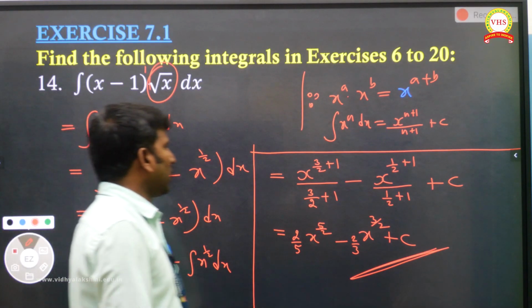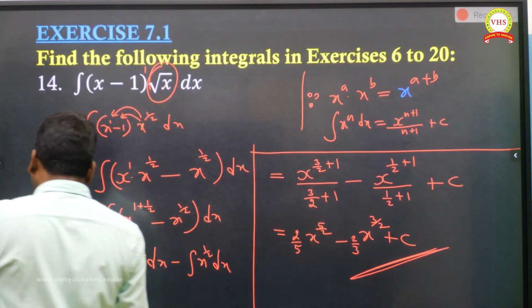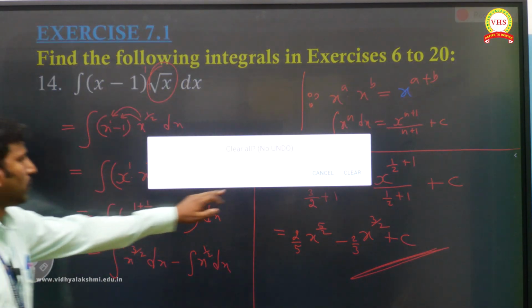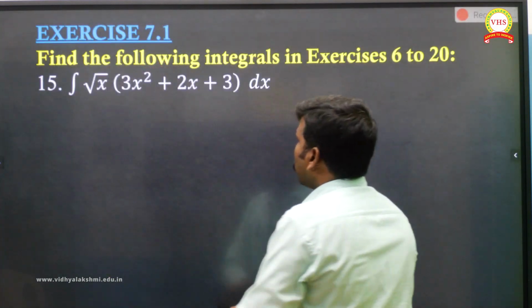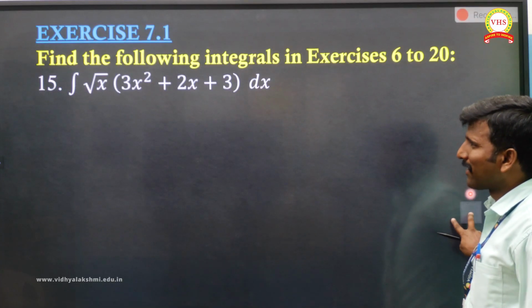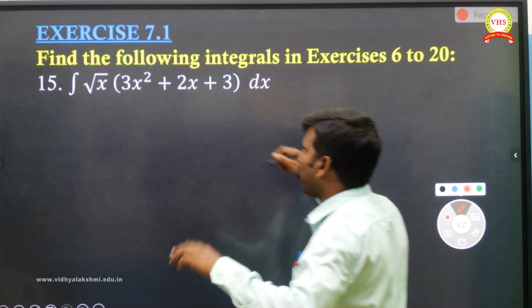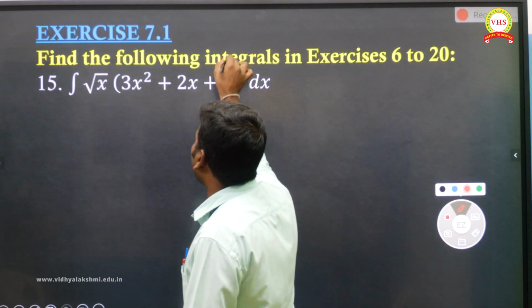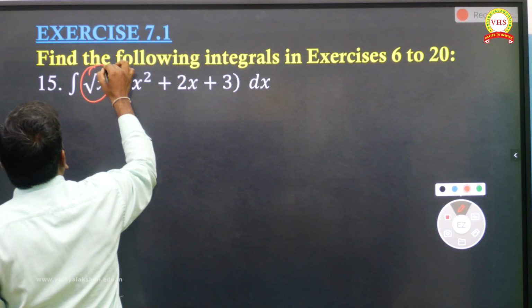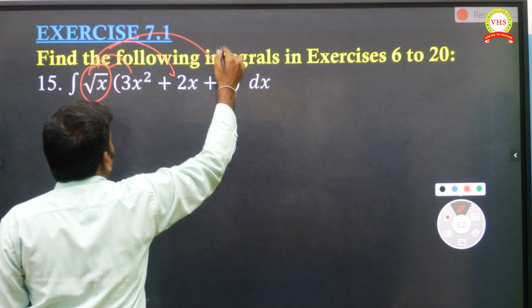Let's go to question number 15. In the 15th also, like the same, power 1 by 2 they gave, we have to multiply. There is no highest power. This is like power 1 by 2, children. So take each term and multiply inside.